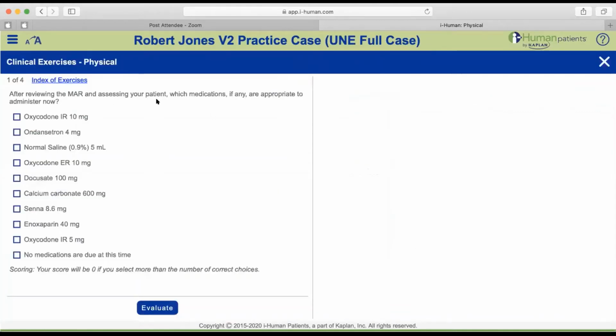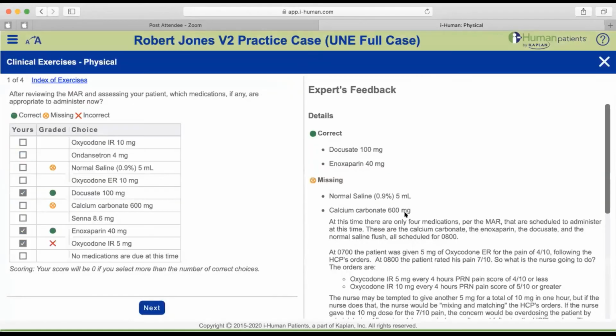And what medications are needed? I know that I don't need pain medication because that was given at midnight. He's not nauseated. Let's see, maybe the Dulcolax was needed, the enoxaparin, I think, and the pain has increased, so maybe he needs short acting. I evaluate it and I get expert feedback.